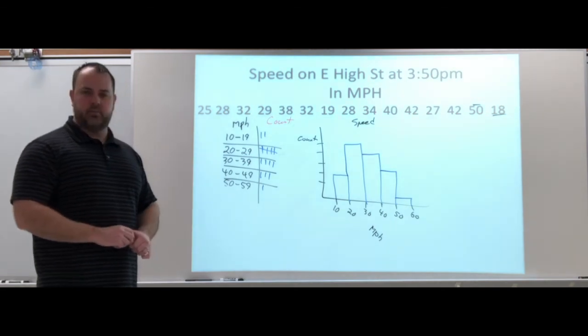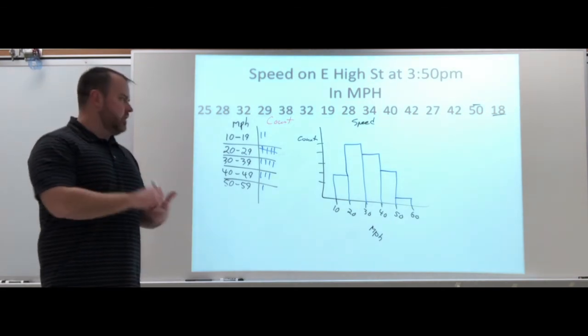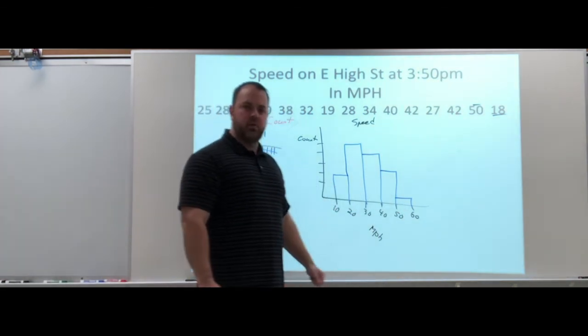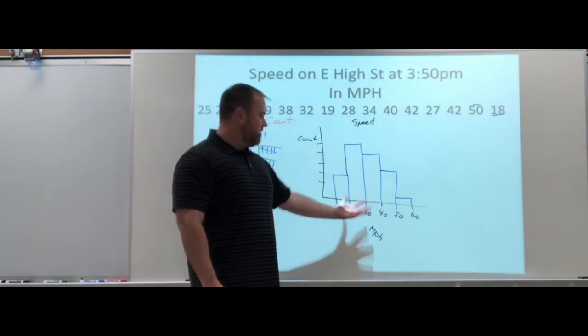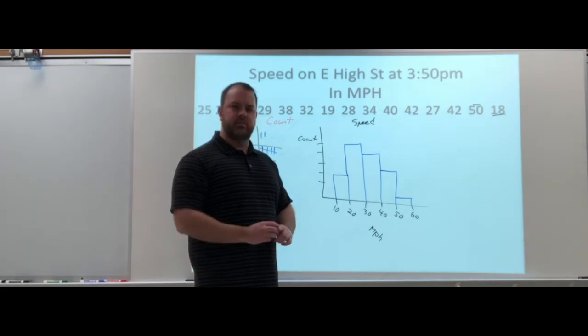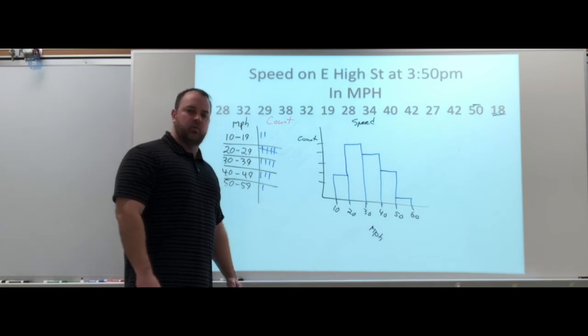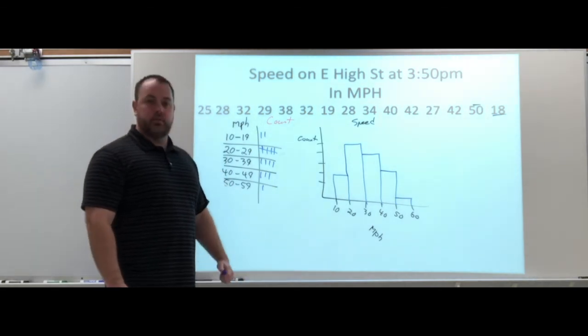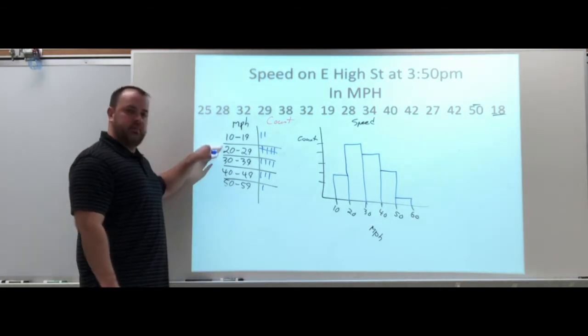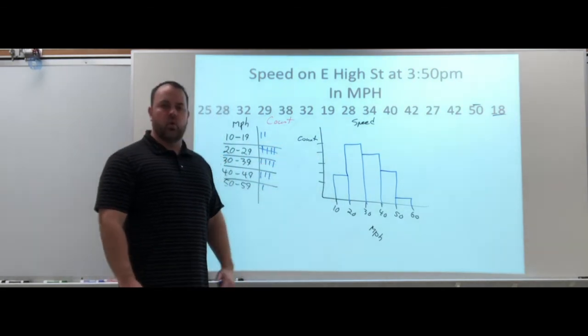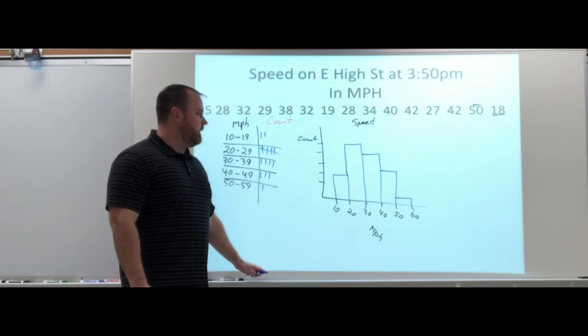And now you can describe that. Now you know where the center is. You can look at the spread: people are traveling from 10 to 60 miles an hour. It doesn't look like there are any outliers, but sometimes that can be deceiving. Sometimes it's better to look at multiple graphs. But there's your example of how to put together a frequency table, and then use that frequency table to quickly put together your histogram.